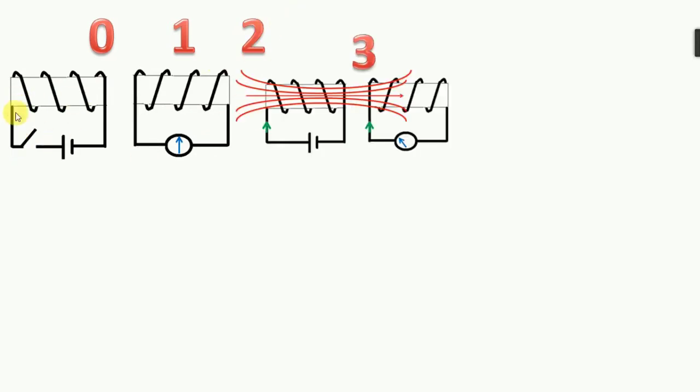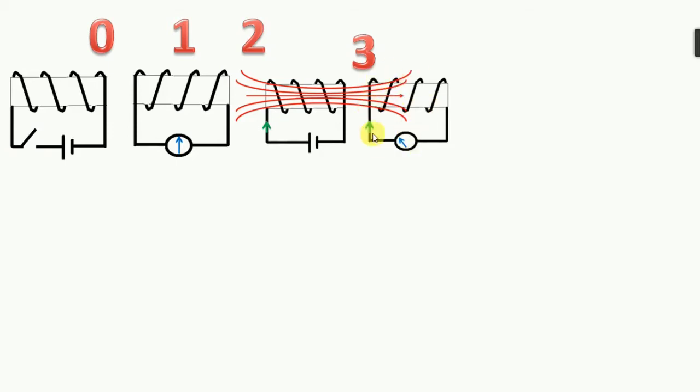So suppose I have two coils. In one coil there is a switch and another coil is connected to a galvanometer. At 0 seconds, suppose coil number 1 is switched off. So at 1 second and 2 seconds there is no current in coil number 1. At 2 seconds, suppose I press the switch, and when I press the switch the magnetic field is produced, and you can see the magnetic flux through the second coil changes.